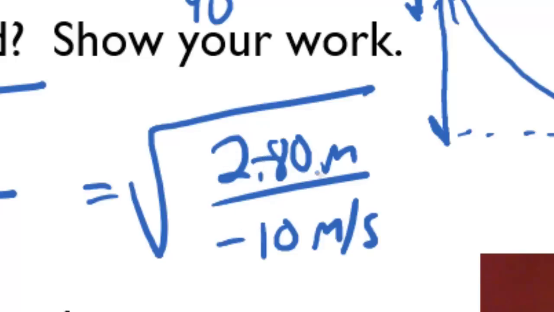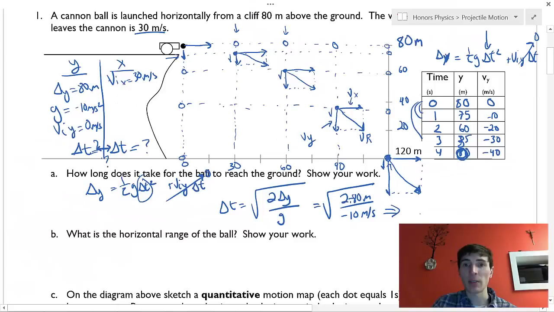So 2 times negative 80 divided by negative 10, take the square root of that, and the negatives cancel, and we get 4 seconds. So at 4 seconds is when it hits the ground. This data table here, which is another way you can solve the problem, confirms that it's 4 seconds. It confirms our delta t.